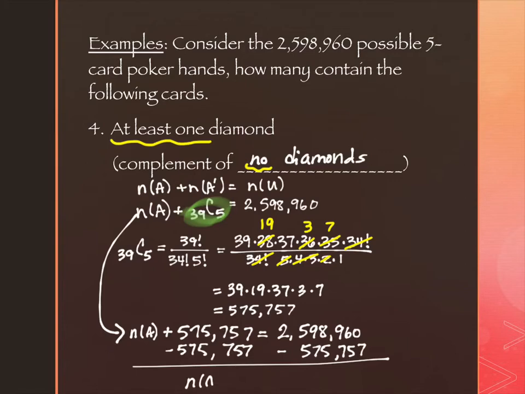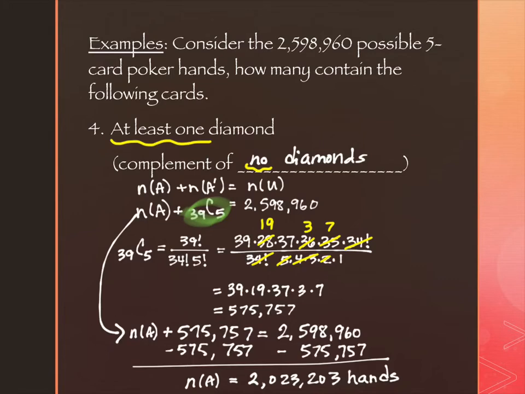And N of A will be 2,023,203. Thank you. Too many twos and thirties. All right, 2,023,203 hands.